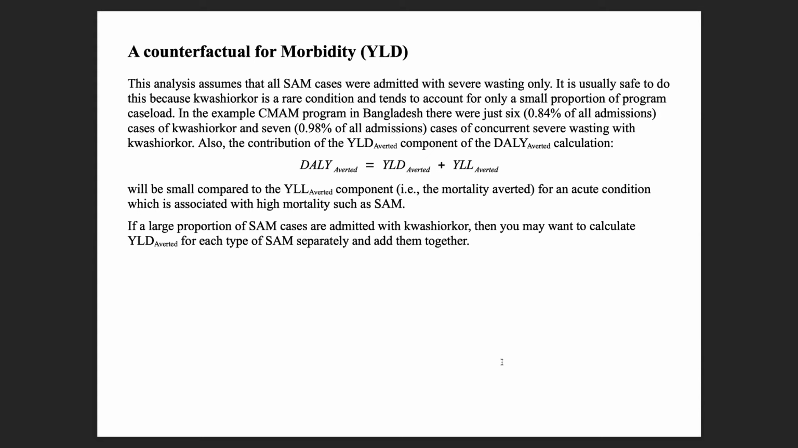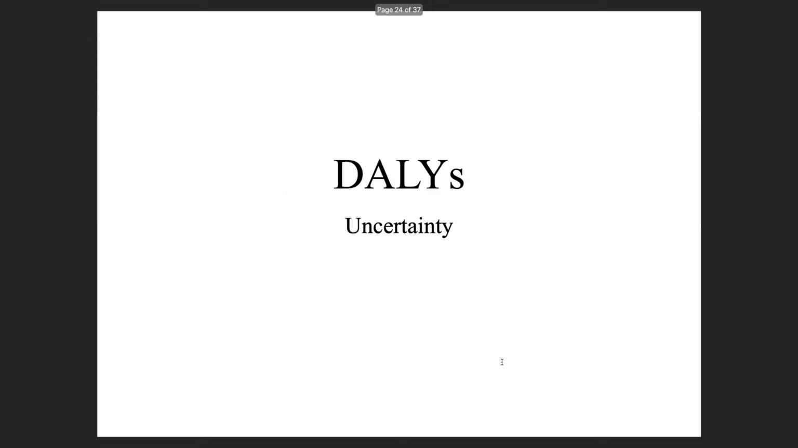So the effect on our overall result will be small compared to the YLL averted for an acute condition associated with high mortality. And I think if you had a large proportion of SAM cases admitted with kwashiorkor, then you'd want to calculate YLDs averted for each type of SAM separately and add them together. And it's relatively simple to combine the disability weights and use them in exactly the same way as up to now.